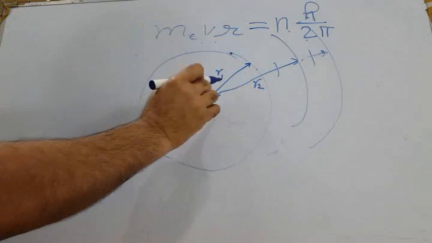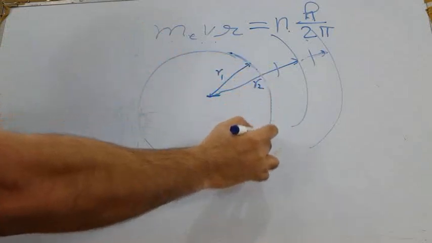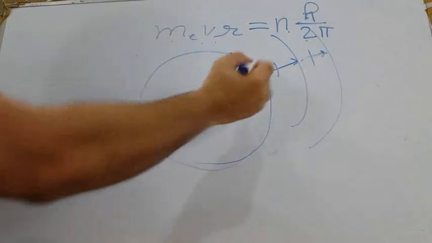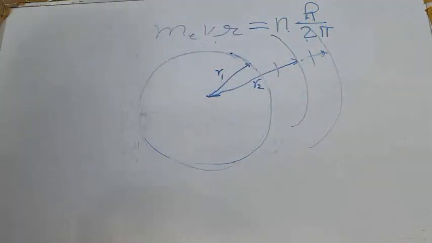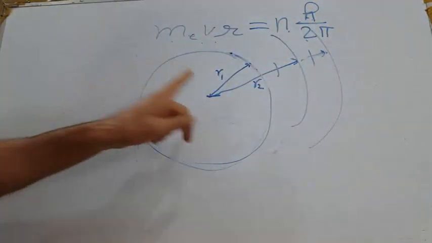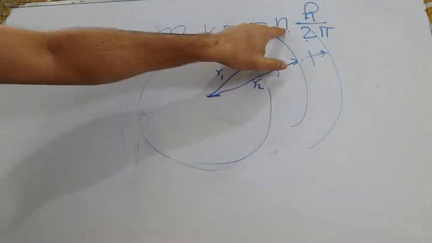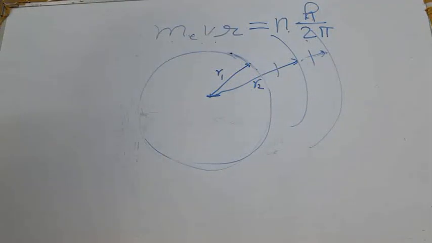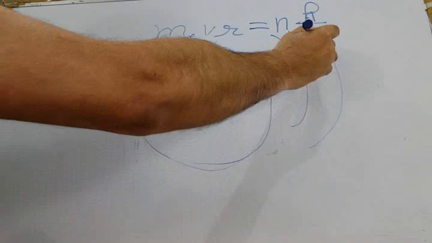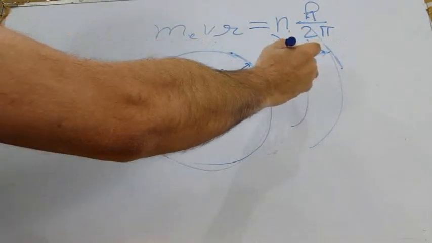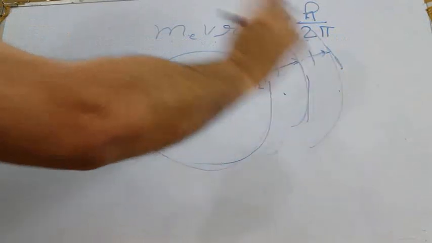Means the electron would remain in the shortest orbit where its angular momentum is equal to h upon 2 pi. Then it will go to the next where its angular momentum is 2 into h upon 2 pi, and on absorbing energy, it would only exist in specified orbits.